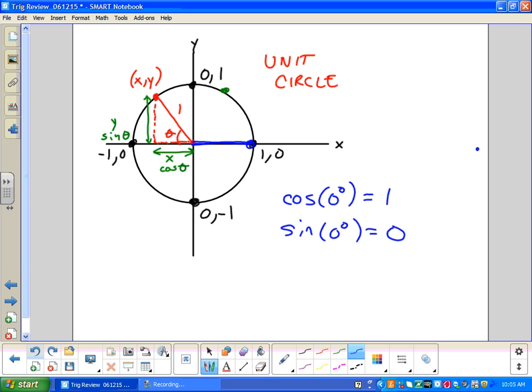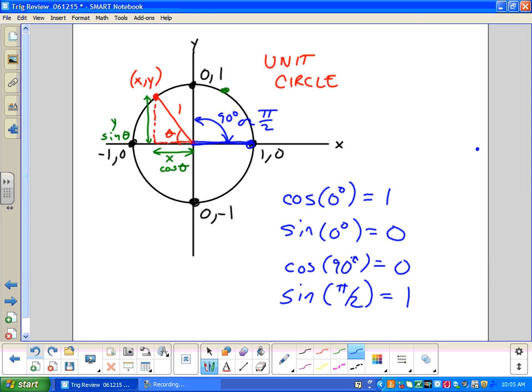And if we work our way around, we can do all the points, as you recall. So cosine of 90 degrees. If I look at this point up here, cosine is x. Well, that's obviously 0. When I say 90 degrees, or pi over 2, we are going 90 degrees, or pi over 2 radians here. So if I say sine, maybe I should do some in radians. Sine of pi over 2, that's 1. And so on and so forth. I can go all the way around.